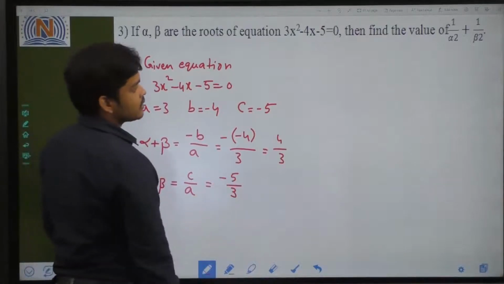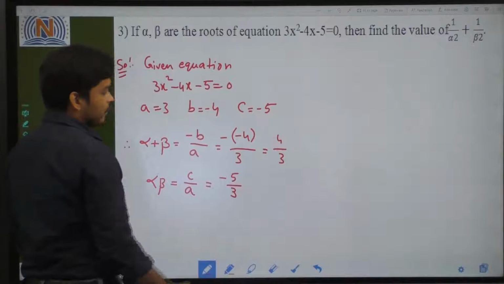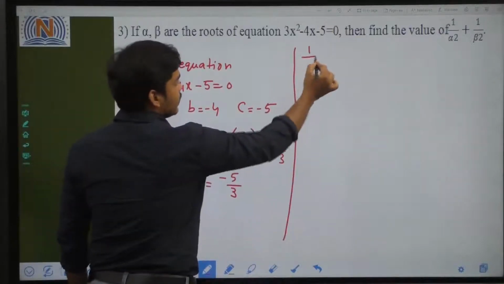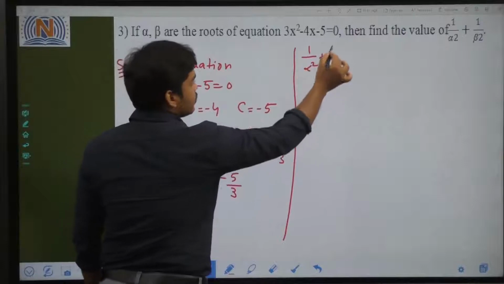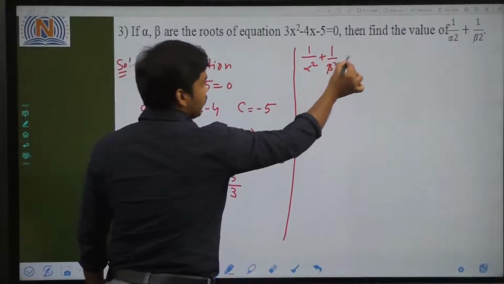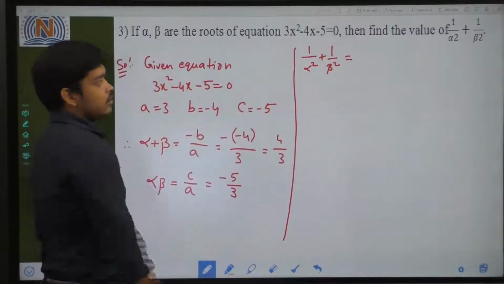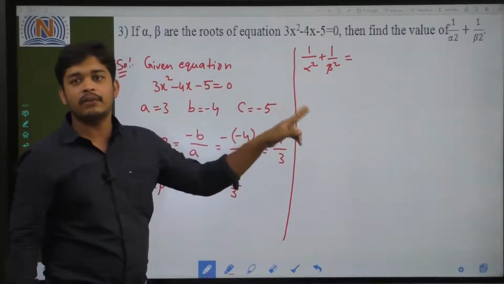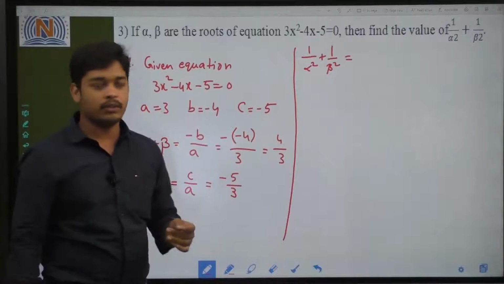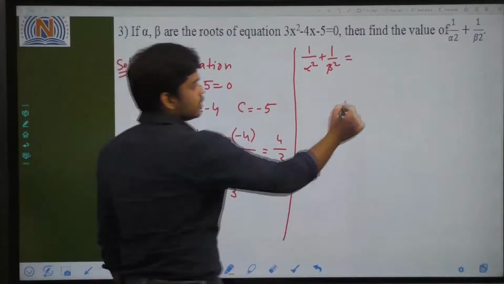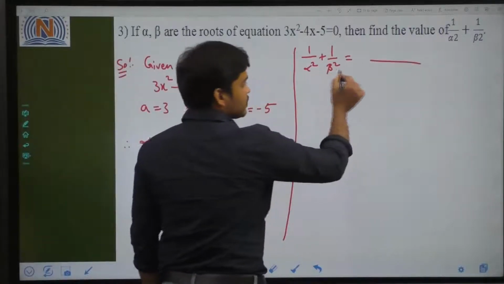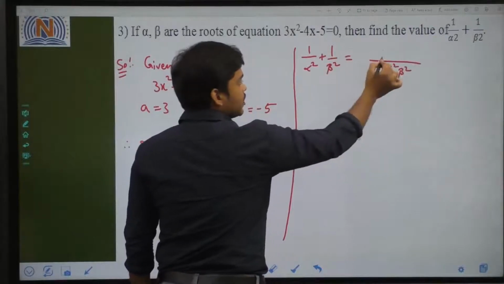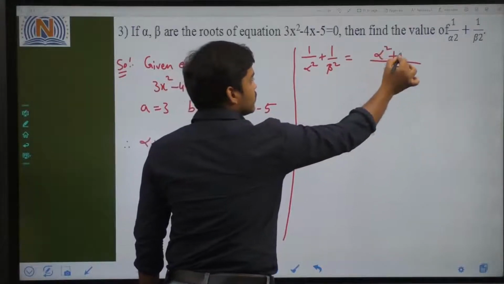So what he is asking about is 1 by alpha square plus 1 by beta square. Now I will convert 1 by alpha square plus 1 by beta square into terms of the sum of the roots and product of the roots. Do a cross multiplication and take LCM. Alpha square and beta square is alpha square and beta square. Do cross multiplication, then alpha square plus beta square.